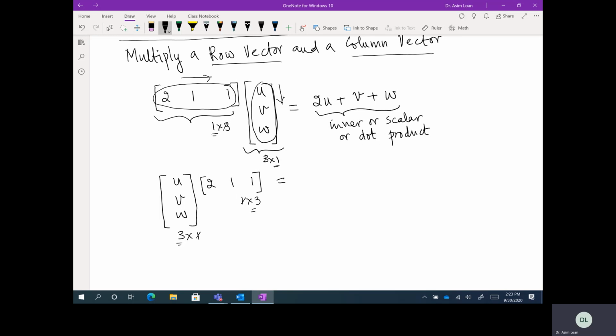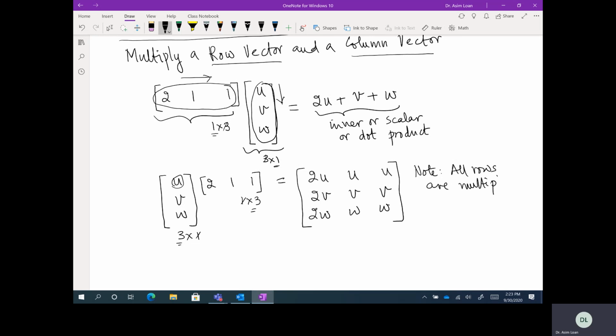Now you have a 3 by 3 matrix. So this is u multiplied by this one. So it's 2u, u, v, 2v, v, 2w, w. So note, all rows of the matrix are multiples of the row vector.